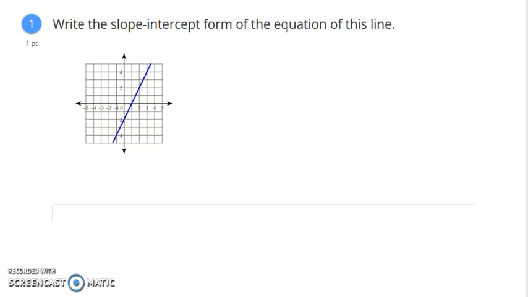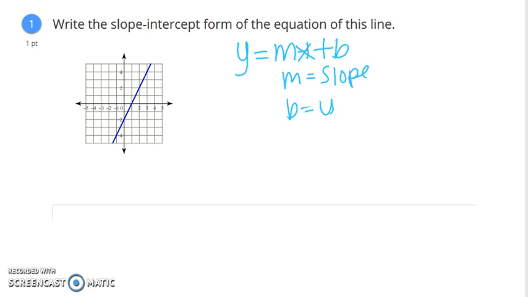Number 1 says write the slope-intercept form of the equation of this line. Slope-intercept form is the equation y equals mx plus b, where this m value is our slope and b is our y-intercept. So we can get both of those from this graph.